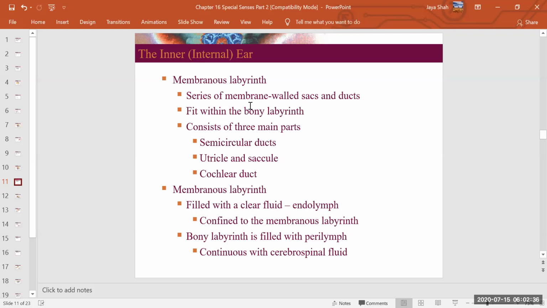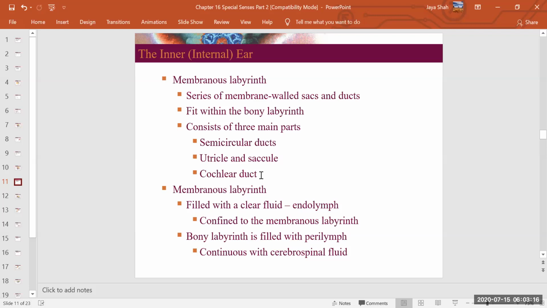So the membranous labyrinth is a series of membrane-walled sacs and ducts that fit within the bony labyrinth and consists of three main parts. The membranous labyrinth in the cochlea is called the cochlear duct. In the vestibule there are two, called the utricle and saccule. In the semicircular canals it is called the semicircular ducts. So three main parts, corresponding with the bony labyrinth.